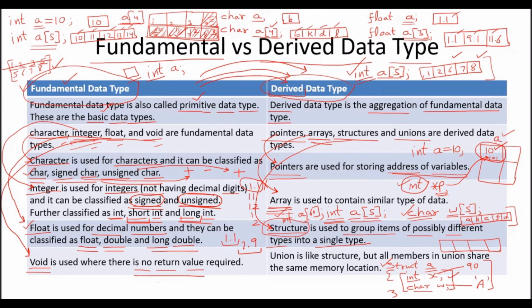So structure is there which can store different types into a single type, that is called the structure. You see, I am taking one very simple example. Let's suppose that I have to store normally the marks of a student. So I will say int m.